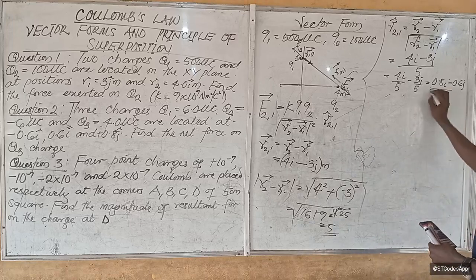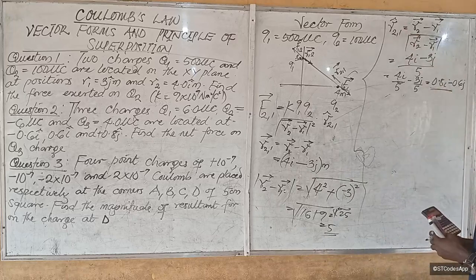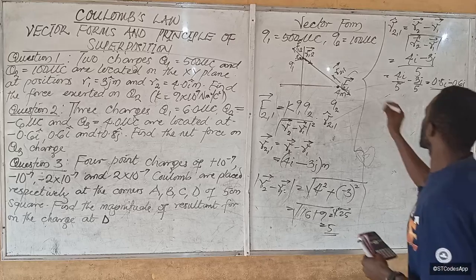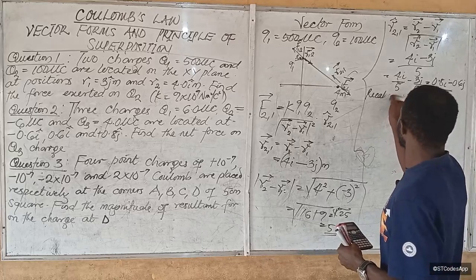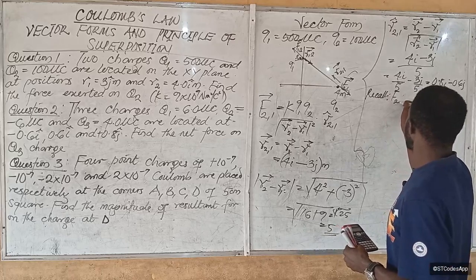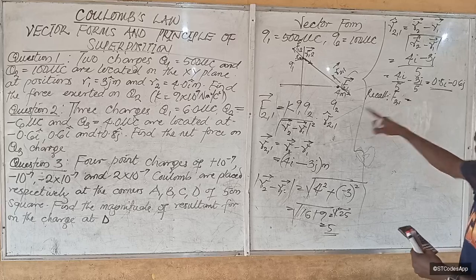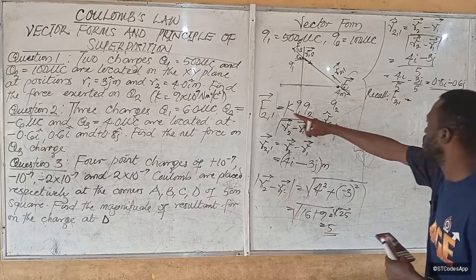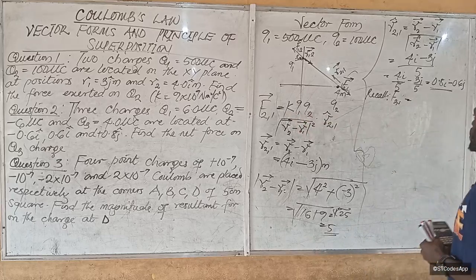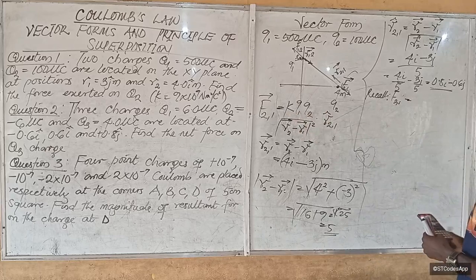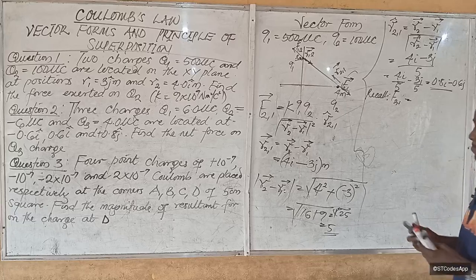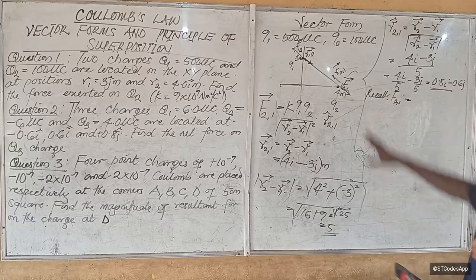So this is the value of our unit vector. So we can go on to solving this now. So recall that our F2,1, force on 2 due to 1, is equal to K times this. So let's just plug in all our values. So you know what I will do? I'm going to clean this part now. Then I'll clean from here.